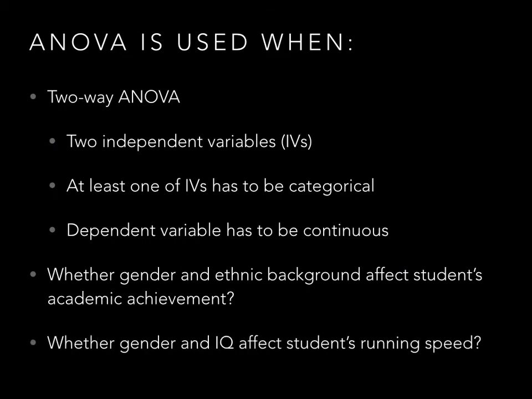Here's another example: whether gender and IQ affect students' running speed. Now we have two independent variables. One is gender, which is categorical. The other one is IQ scores, which is continuous. It can range from 70 to 130 something. The dependent variable is running speed, which definitely is a continuous one. Okay, now I'm going to give you a demo of one-way and two-way ANOVA.